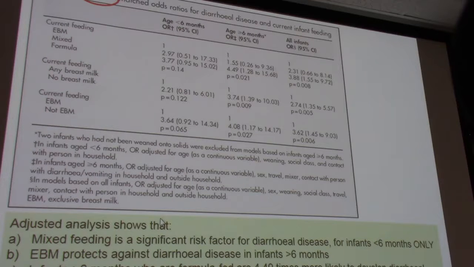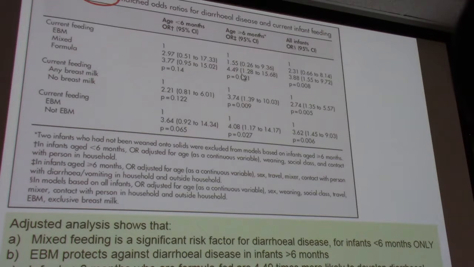So why did you pick that? So the mixed feeding less than 6 months crosses 1, right, so not significant. And then EBM in greater than 6 months, the odds ratio was 4.49, so 4.4 times more likely to develop diarrhea compared to EBM, because EBM is the reference. So I thought that was true.